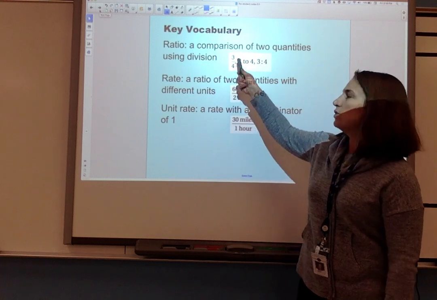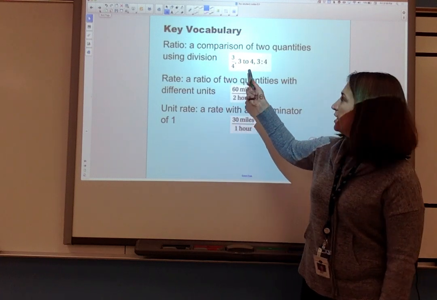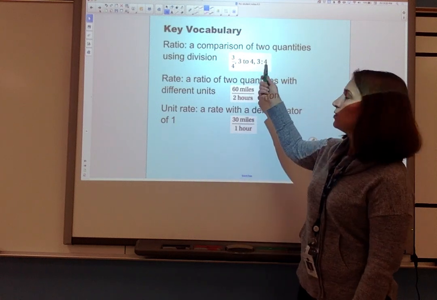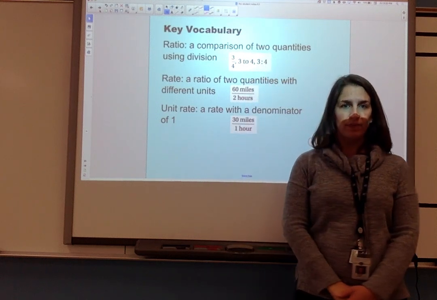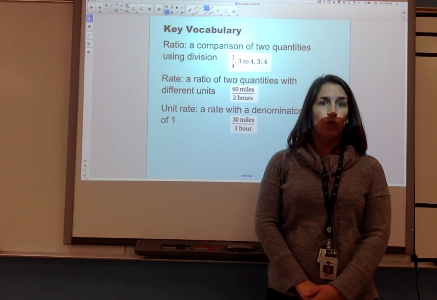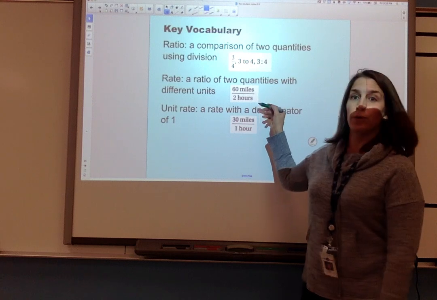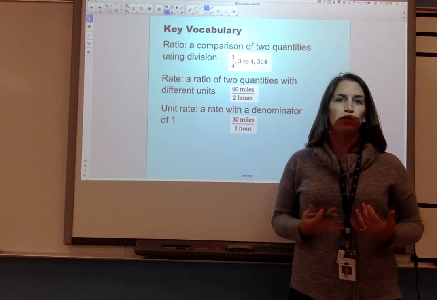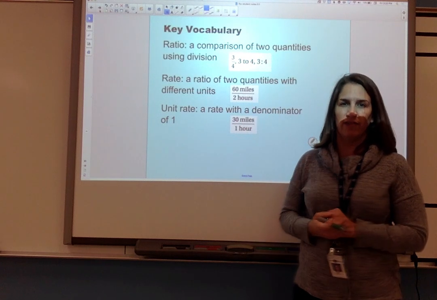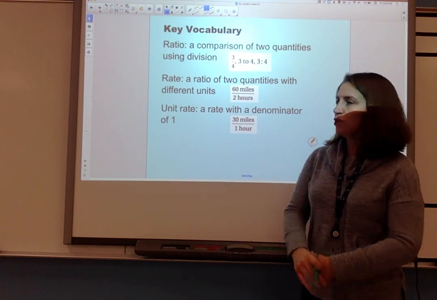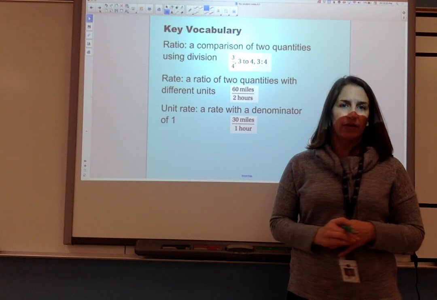So you can see we can use a fraction bar, we can use the word "to" in order to compare the two quantities, or we can also use the colon. A rate is the ratio of two quantities that have different units. So for example, 60 miles per 2 hours would be a rate because we have the units of miles compared to hours. And then last, a unit rate is a rate with a denominator of 1.